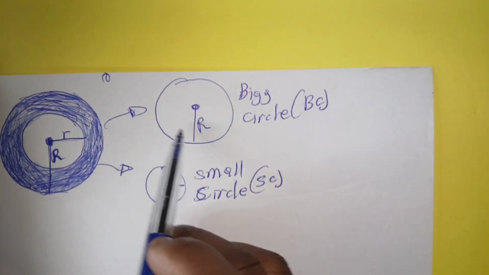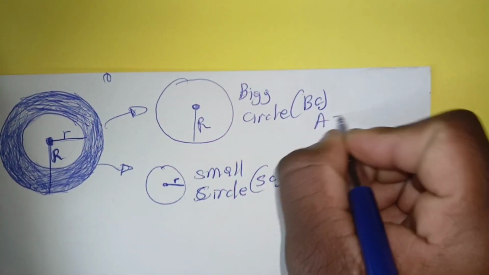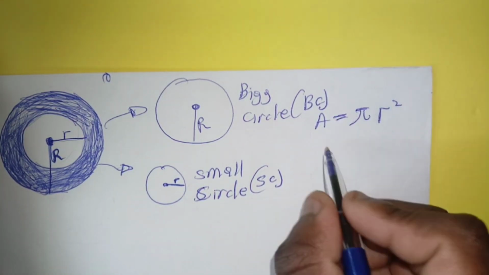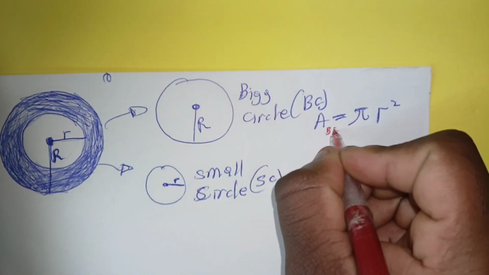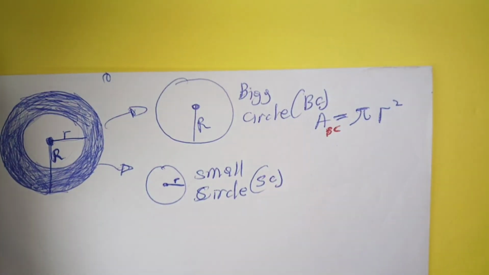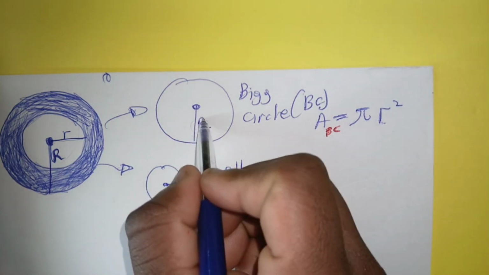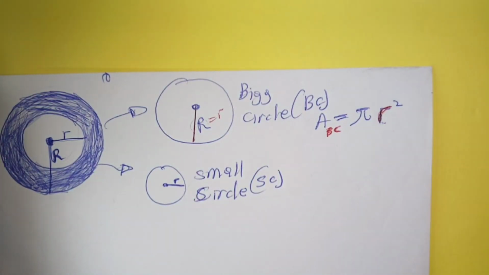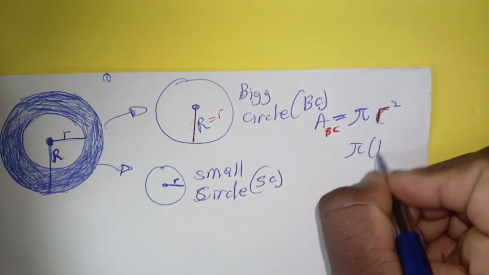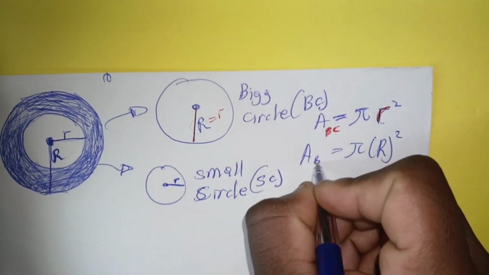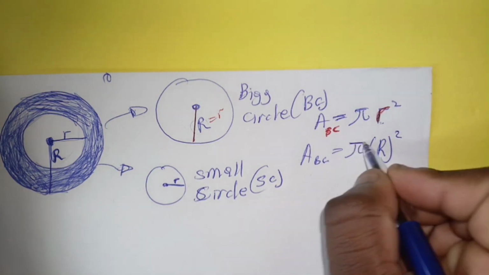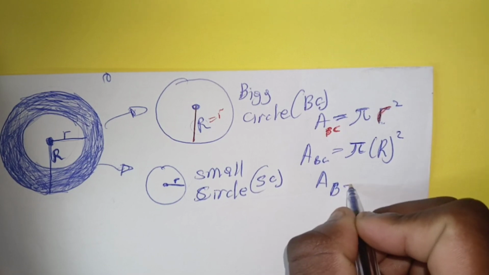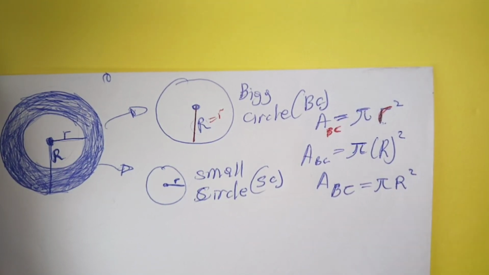So now when I calculate the area of this, I'll say area is equal to pi r squared, and this one is for the big circle. But my r there is this one. This one is my radius, guys. So when I substitute the big R, the area of the big circle is pi R squared. You see my study?